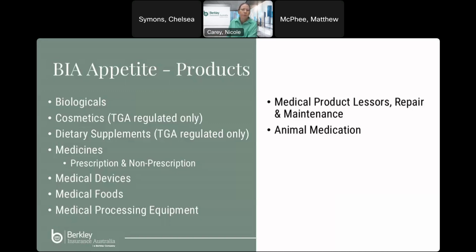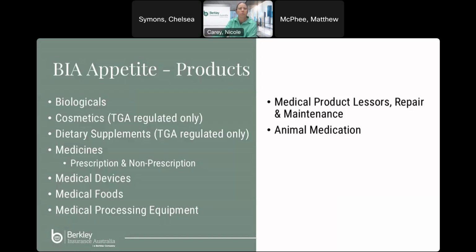The next three I've got on there: medical processing equipment, medical product leases, repair and maintenance. They're all pretty self-explanatory. And the other thing that we've got on there, which is not regulated by the TGA, is any animal medications. So pharmaceuticals and things that are used to help injured or sick animals.